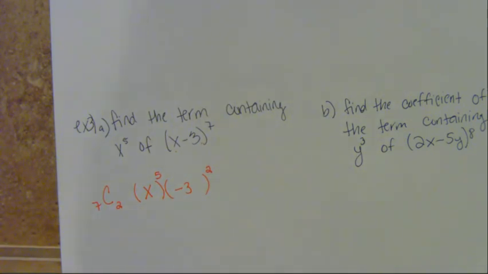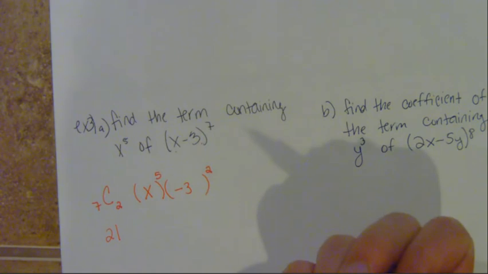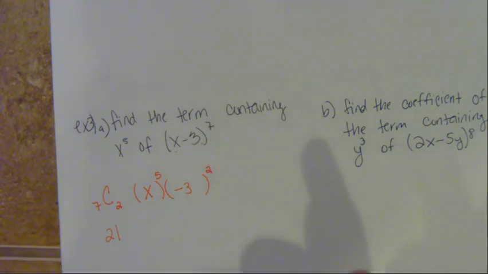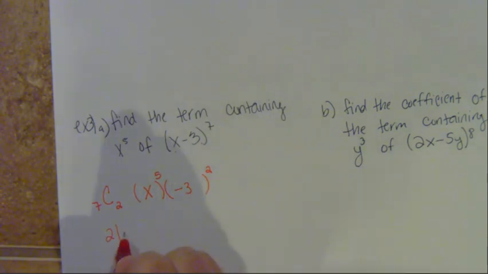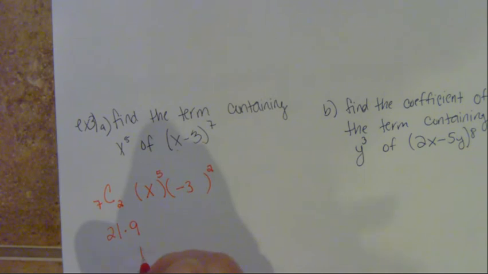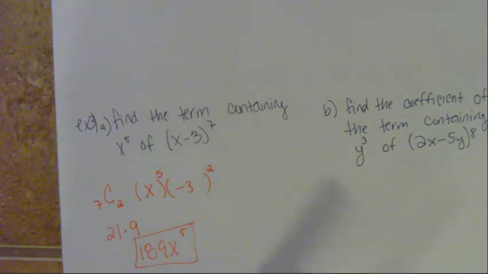So I'm going to go ahead and type in my calculator: 7 choose 2. That's going to tell me 21. And then x to the fifth is just going to be x to the fifth. So I'm just doing that coefficient right now. And then -3 squared is going to be a positive 9. So if I take that 21 and multiply by 9, now I get 189x to the fifth. So this right here, this is my whole term.